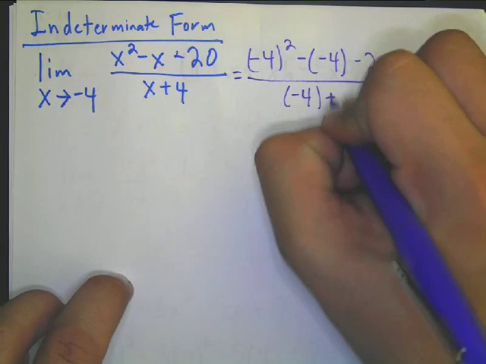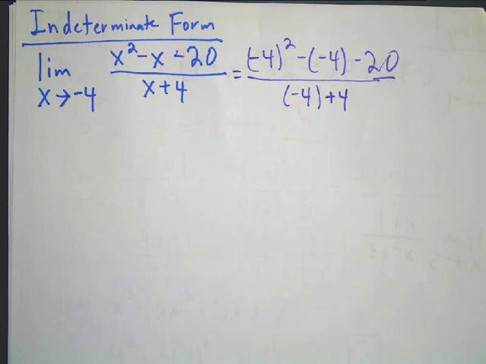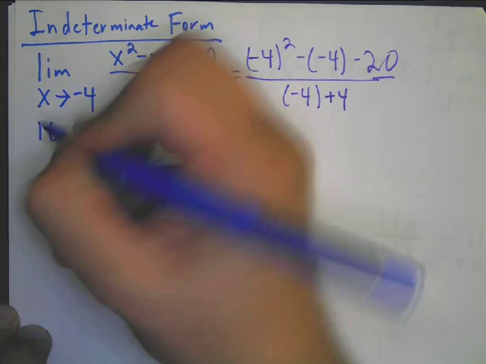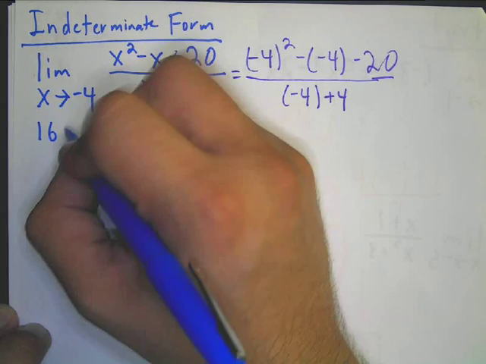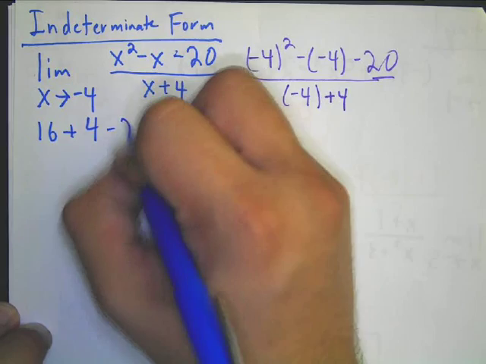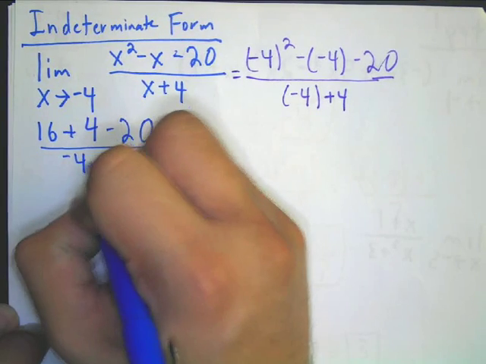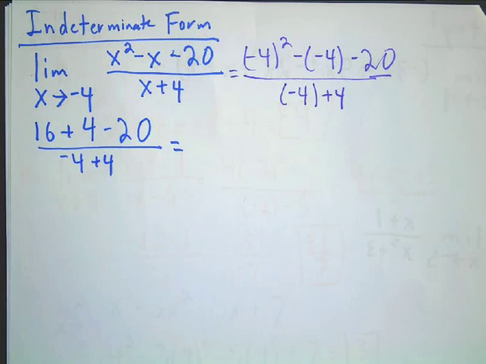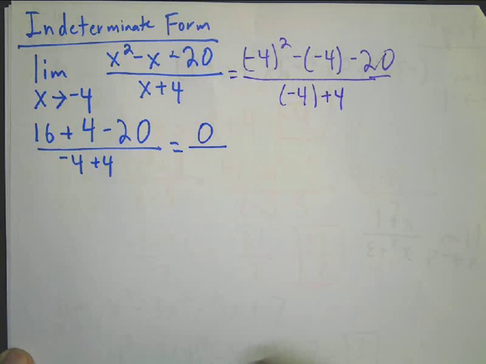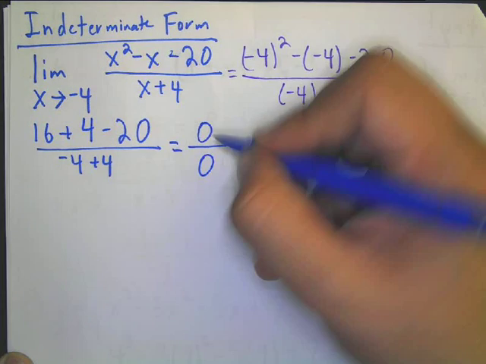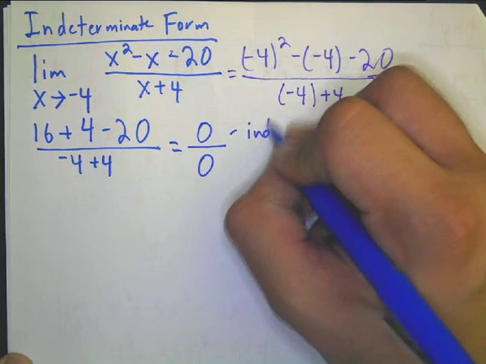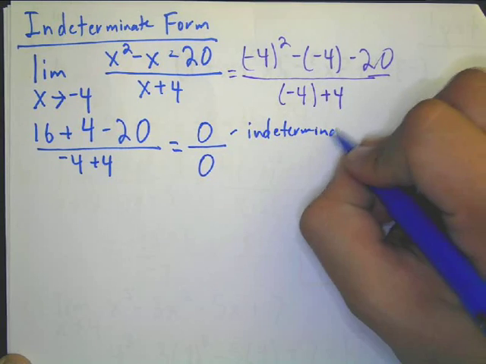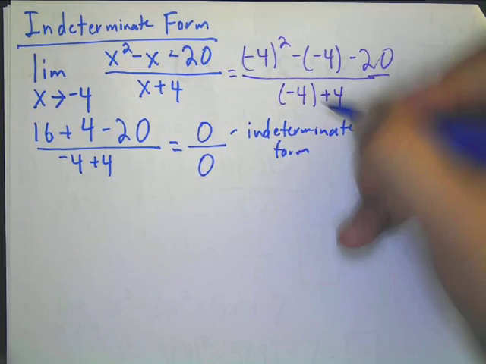And let's look at the top. -4 squared is 16. Minus -4 is going to be positive 4, and minus 20. 0, all over -4 plus 4. I'm just leaving it like that for a reason. Because 16 plus 4 minus 20 is 0. What about -4 plus 4? Also 0. So this is what we know as indeterminate form. We don't know whether or not this limit exists. We have to think about it. We have to do some stuff to it.